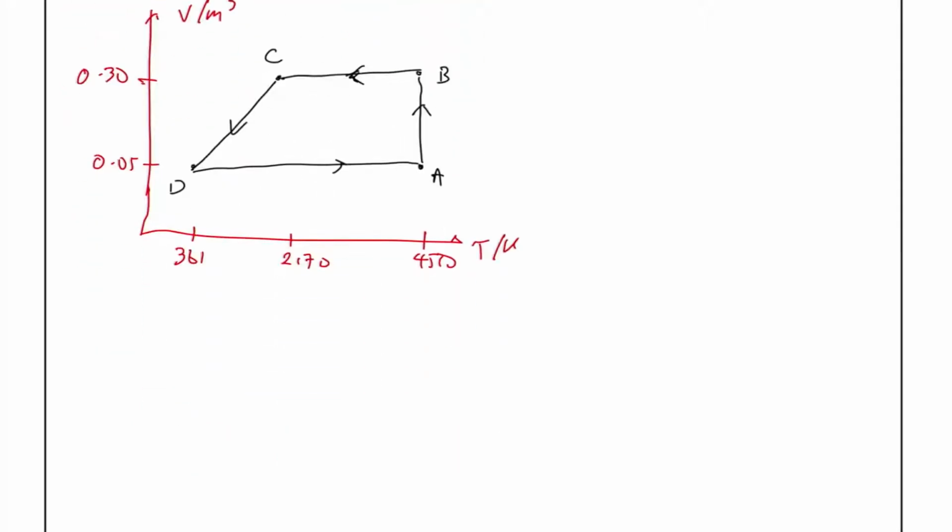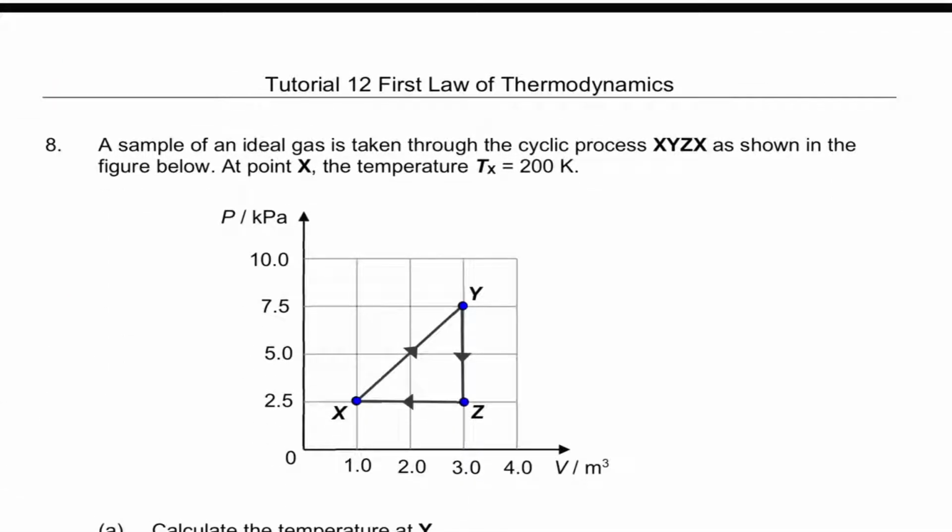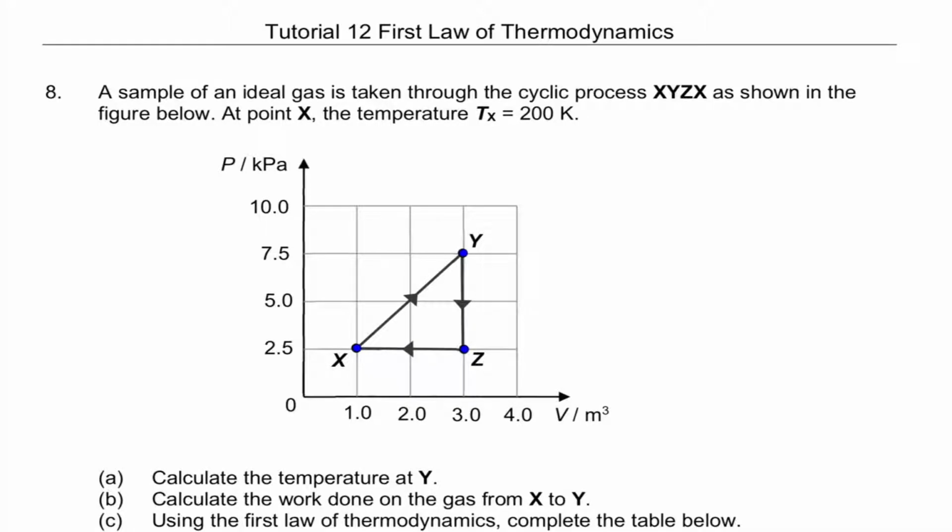Let's move to question 8 right now. Okay, question 8. I have a sample of ideal gas that's taken through the cyclic process X, Y, Z, X as shown. At X, temperature is 200 Kelvin. So take note of some things. This is ideal gas, and they give you this cyclic process X, Y, Z, X. They tell you that point X temperature is 200 Kelvins. Okay, so calculate temperature at Y.